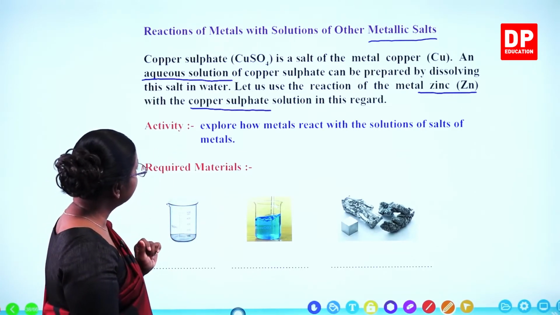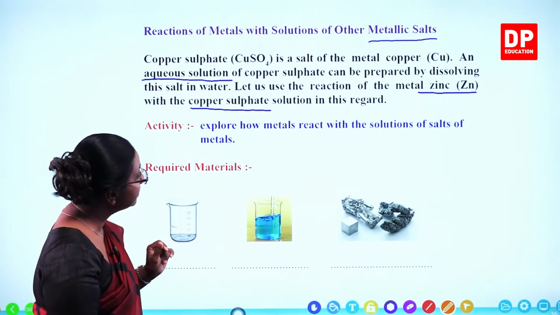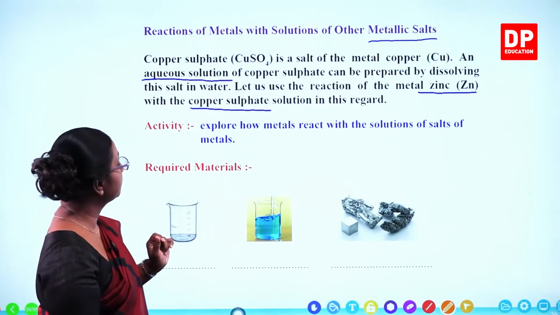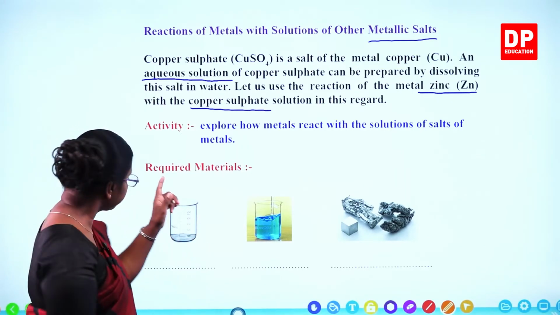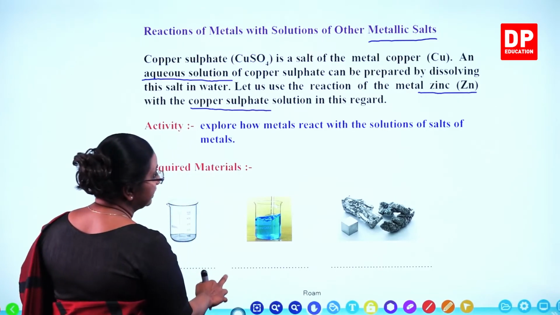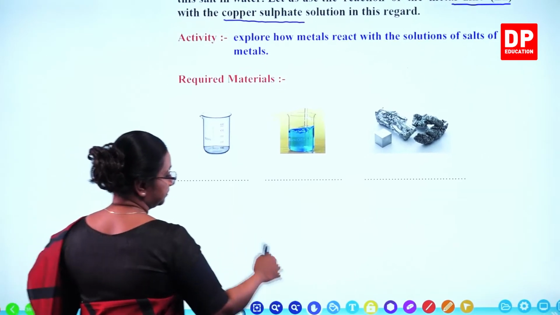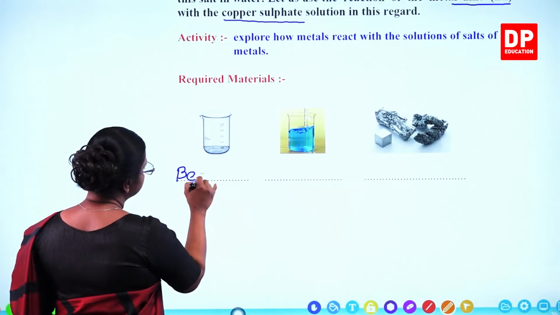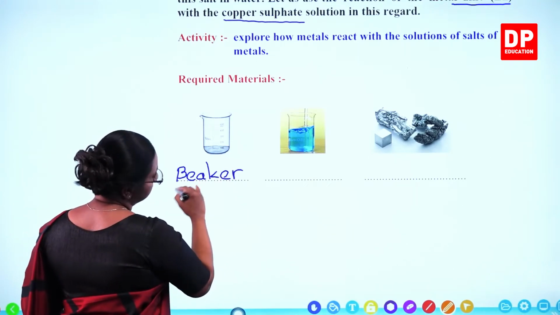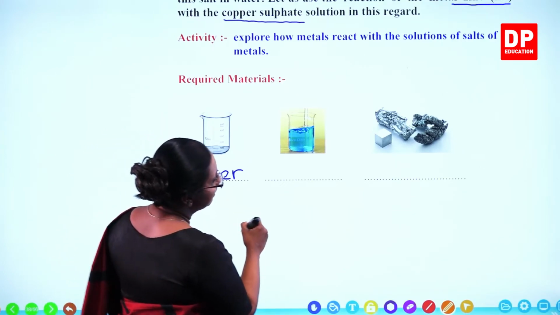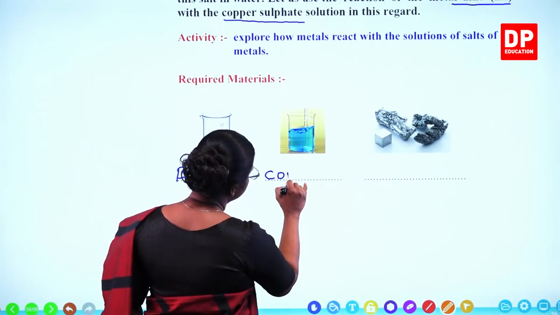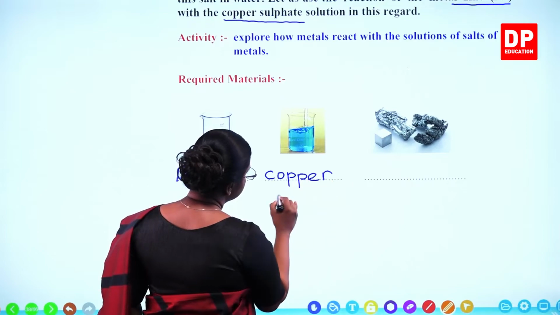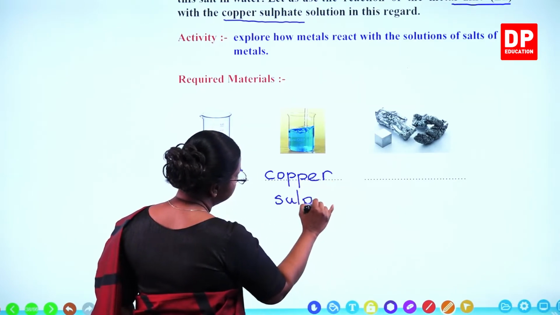So, this is the activity. Explore how metals react with the solution of salts of metals. To do that, we need these materials. First, we need a beaker or a few beakers. Then we need copper sulfate solution.